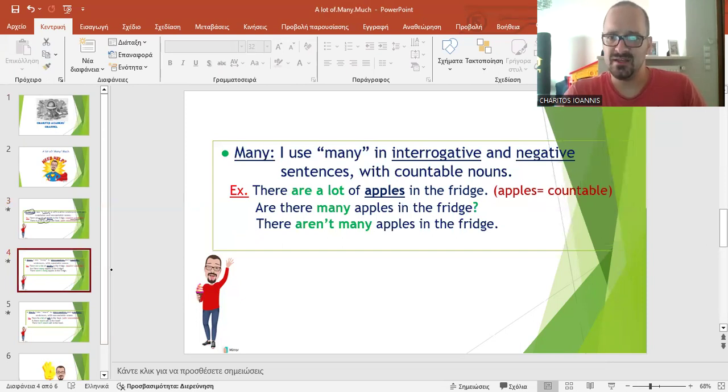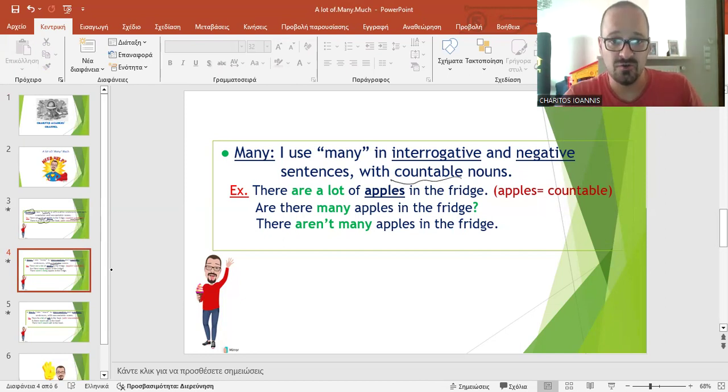So I use many in interrogative and negative sentences with countable nouns. So many is used with countable nouns, not in affirmative. A lot of is used in affirmative, but many in interrogative and negative.